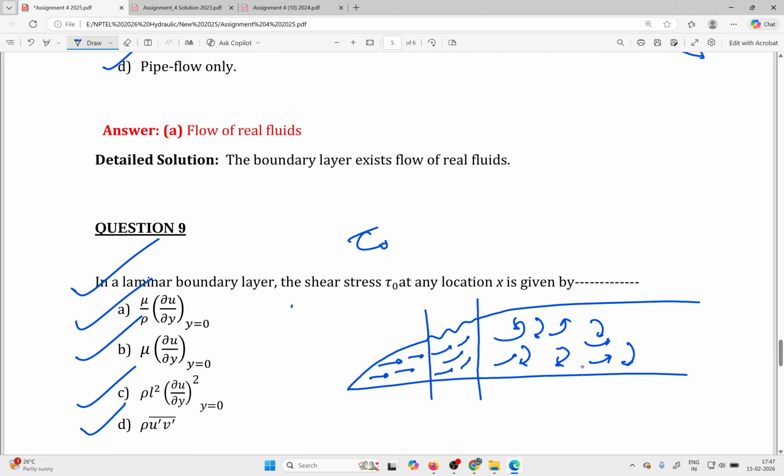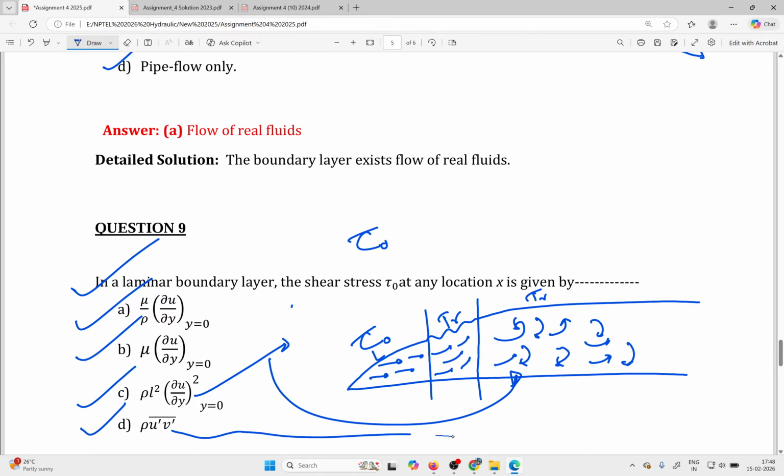So remember, we are discussing here that you need to calculate tau in this region for laminar, not transition and not turbulent. This other option is related to turbulent, because it was the Prandtl expression I was discussing in the previous class. This is the Reynolds shear stress. So this is not the correct one, and only option B is correct here.